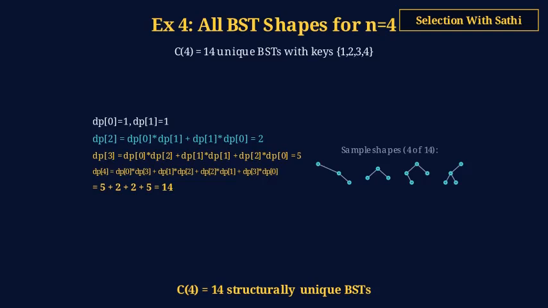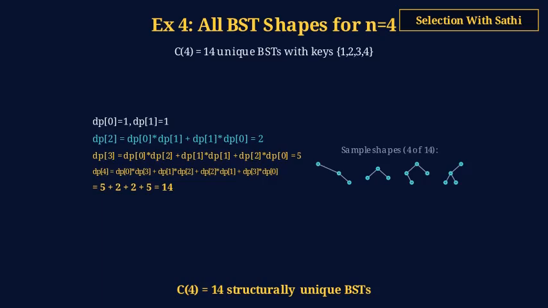dp of 3. Root 1 gives dp0 times dp2 equals 2. Root 2 gives dp1 times dp1 equals 1. Root 3 gives dp2 times dp0 equals 2. Total dp of 3 equals 5.